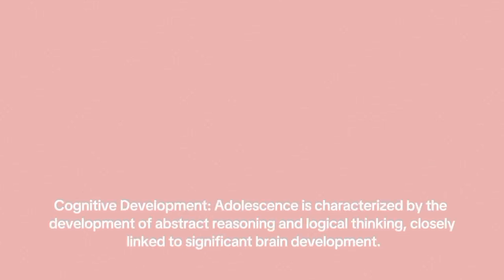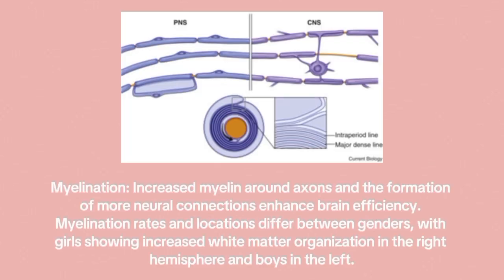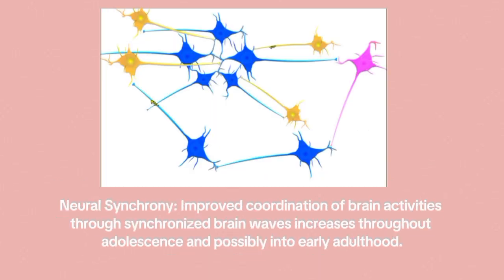Adolescence is characterized by the development of abstract reasoning and logical thinking, closely linked to significant brain development. Brain development: Myelination. Increased myelin around axons and the formation of more neural connections enhance brain efficiency. Myelination rates and locations differ between genders, with girls showing increased white matter organization in the right hemisphere and boys in the left.